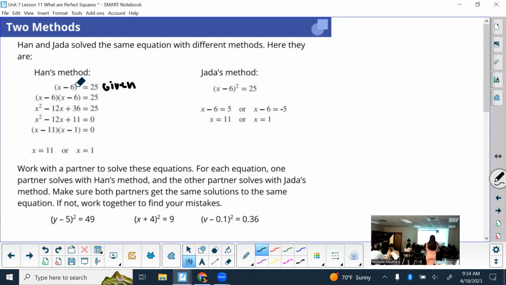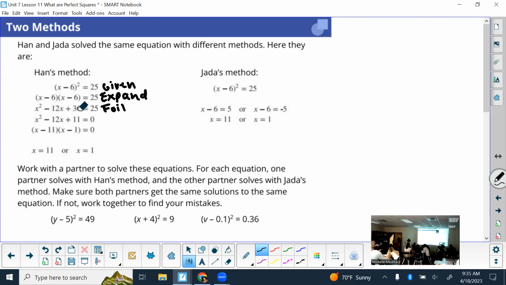They broke up the square, so they expanded it into x minus 6 times x minus 6, because usually that's what you have to do before you FOIL it, right? So going from this step to the next one, they FOILed it, or multiplied, whatever you want to call it. And that's how they went from factored to standard form.